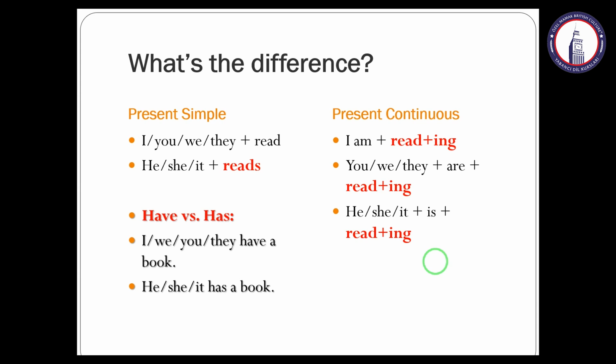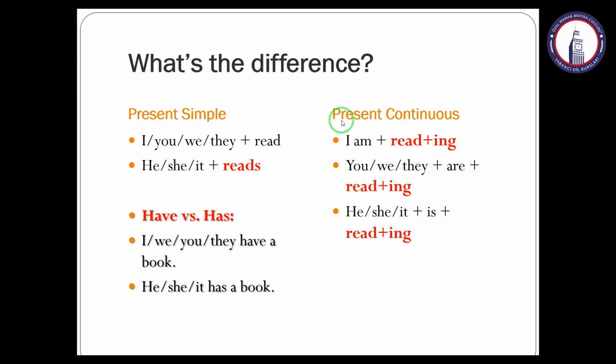So present simple, as I told you: I, you, we, and they come with the first form of the verb. So simple, it doesn't need to receive anything, it doesn't need to show any other thing, we don't need to add or remove anything, we just bring the first form of the verb and it is read. For the third person, as I told you, if we have a third person subject like he, she, it, or any name or noun related to third person, we use reads.